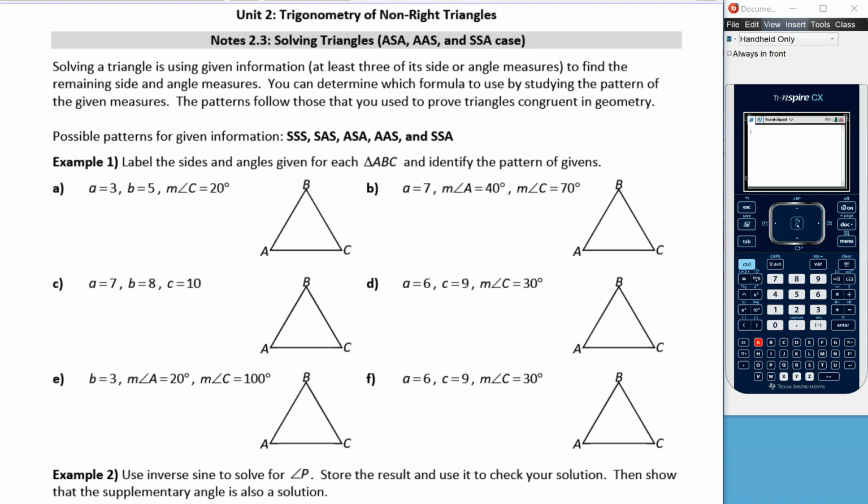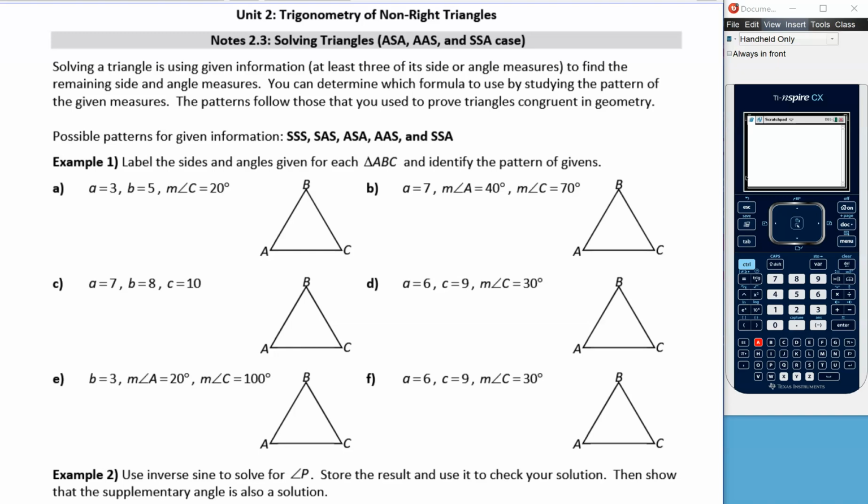In this lesson, we're going to learn about solving a triangle, and it'll be a non-right triangle. When we say solving the triangle, we mean we're going to solve for all of the remaining side and angle measures. So we're going to determine which formula to use by studying the pattern of the given measures.